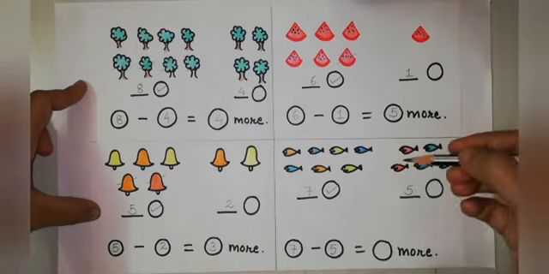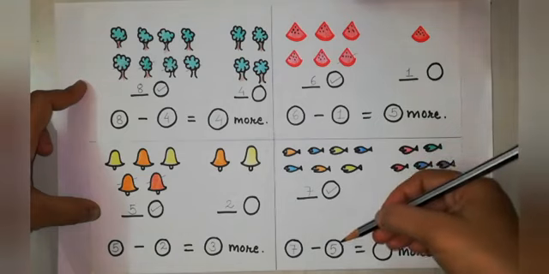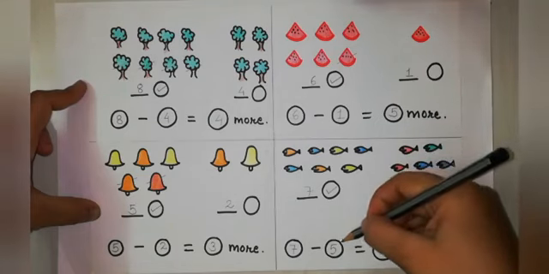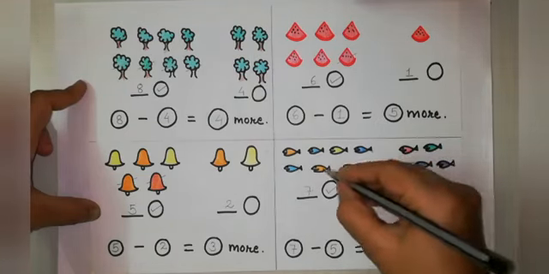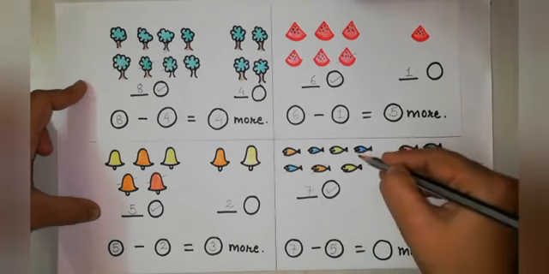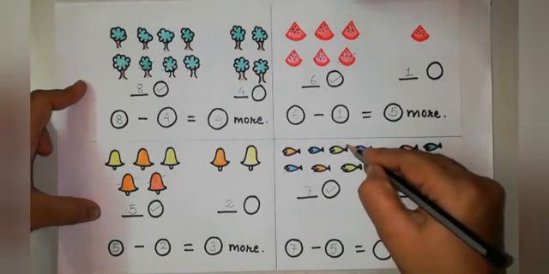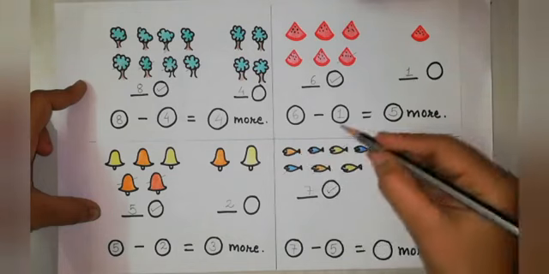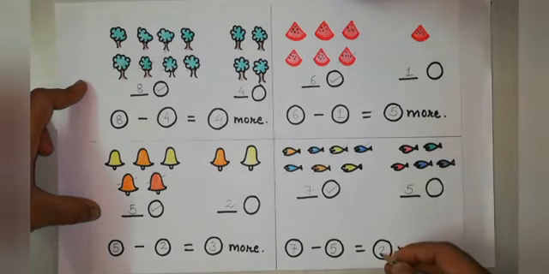Now again we will use the cross out method. How many fishes will you cross out? 5. 1, 2, 3, 4, 5. How many left? 1, 2. What will be your answer, children?